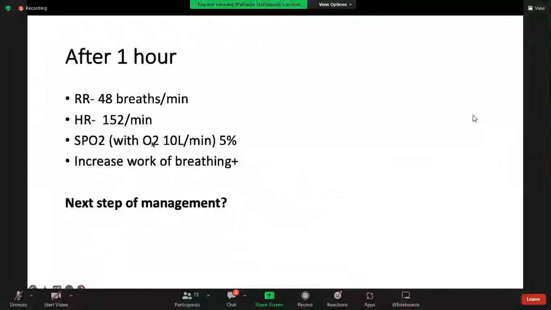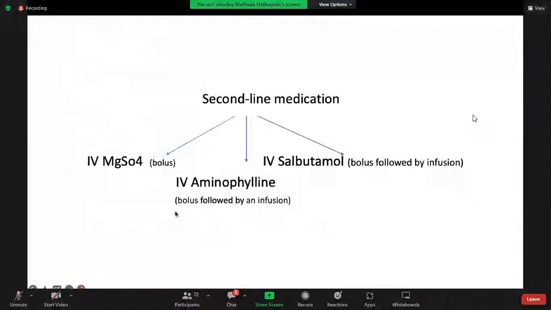So these are the assessment and monitoring after 1 hour. Then your next step is to start a second line medication. So let's talk about magnesium sulfate. What are the problems with magnesium sulfate? It can give hypotension and bradycardia mainly, madam. Yes, it's a vasodilator. So it can cause peripheral vasodilatation as well, causing hypotension. That's one side effect.